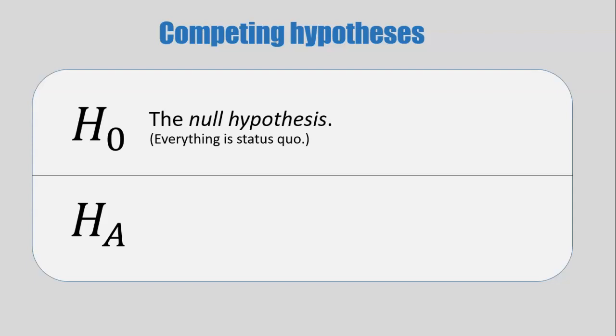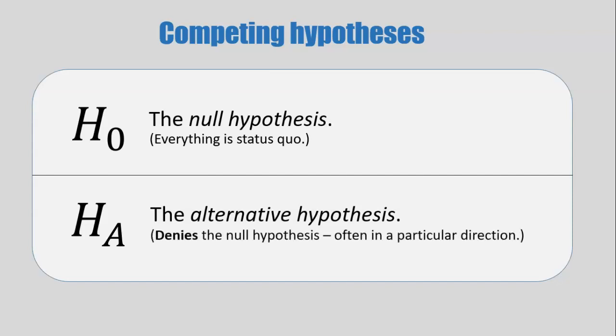In contrast, the ha, which we read H sub a, is what's called the alternative hypothesis. The alternative hypothesis denies the null hypothesis, often in a particular direction. So if the null hypothesis is everything is status quo, the alternative hypothesis might be no it isn't, it's worse, or no it isn't, it's better. This is what I mean by saying that it often denies the null hypothesis in a particular direction. But the alternative hypothesis could also deny the null in an undirected way. If the null says everything is status quo, the alternative could just be, oh no it isn't. This will be clearer when we look at some examples.